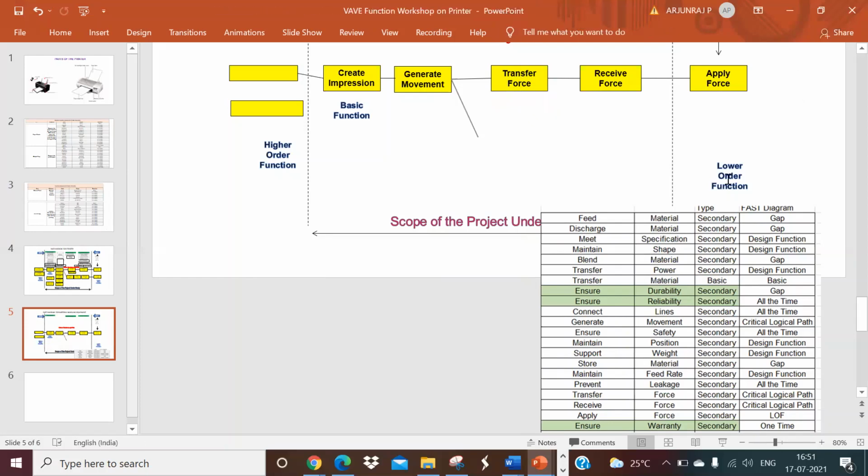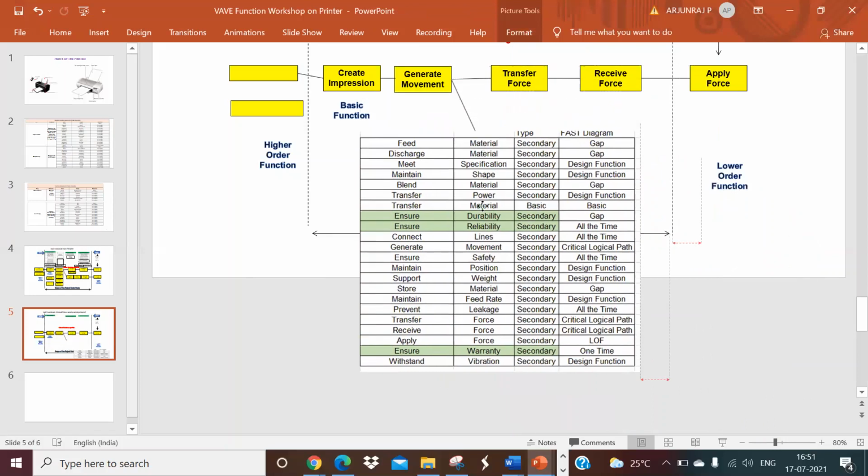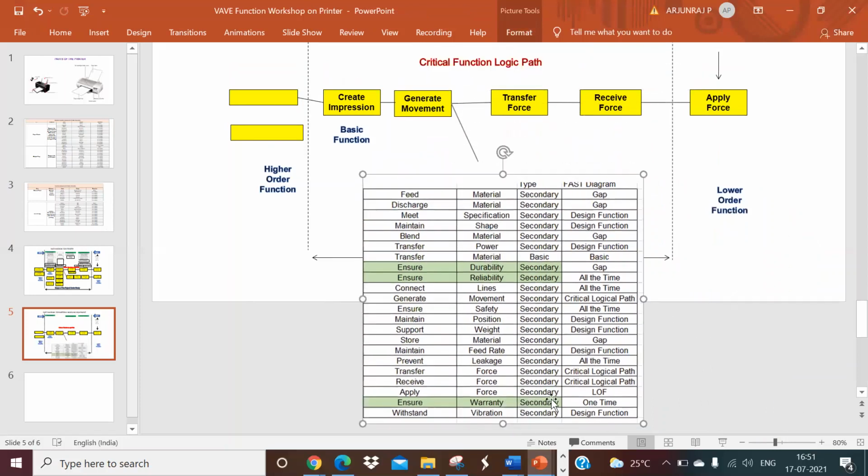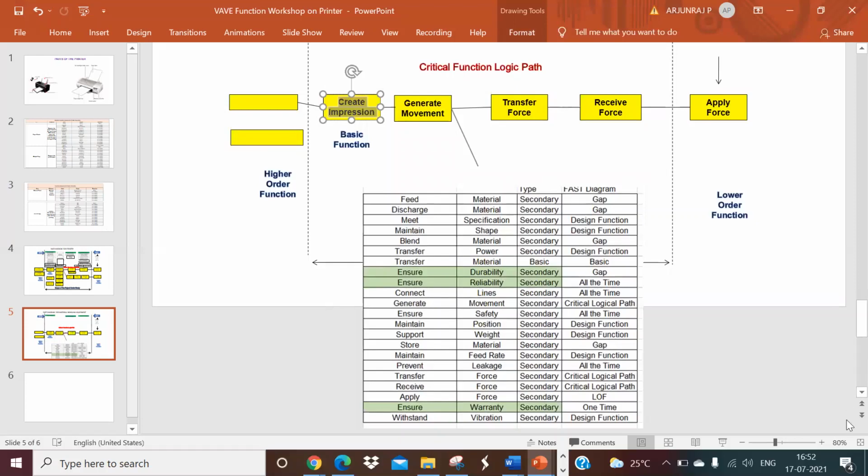Let us start now. What is there in the critical logical part? Apply force is a lower order function. After you apply force, you are going to receive force, then you are going to transfer force, and we are going to generate movement. Then what is the overall basic function? The basic function here is to transfer material.